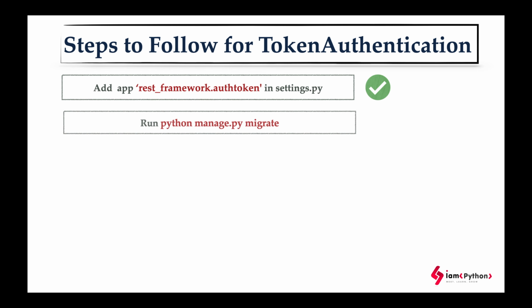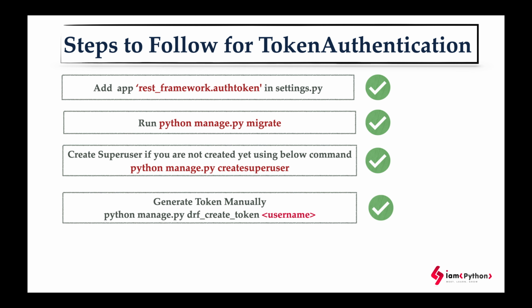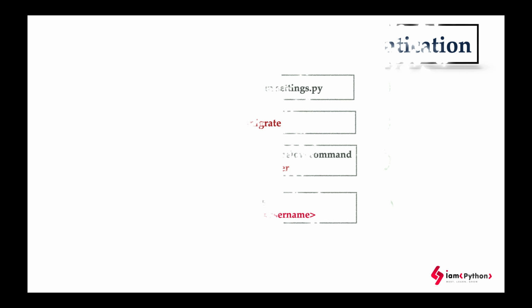And the second step is we need to run the migrate command, because since we are adding the app, we need to run the migrate command. I will show you practically how it works. And the third thing is create a superuser if you have not created it using the below command, because we need one user to authenticate. Basically, we need it for authentication purposes, right? And the next one is generate the token manually. So to generate the token, we are going to use python manage.py drf_create_token. This is one important step when you want to create a token on your own.